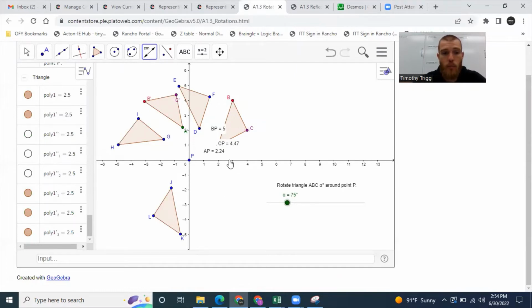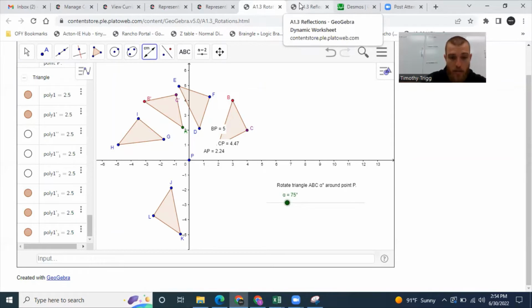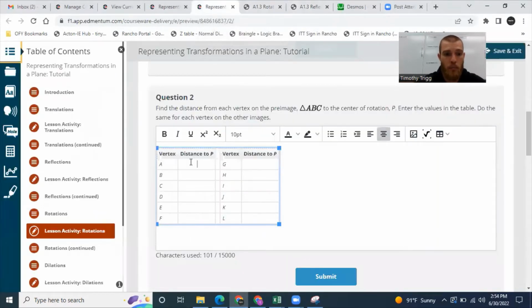All right, so then we see these distances here. So the distance from A to P is 2.24. Write that down. B to P is 5, and C to P is 4.47. So I'm going to write those down so that when I go over here, I'm just going to put those distances in. 2.24, this was 5, and this was 4.47, just like that.